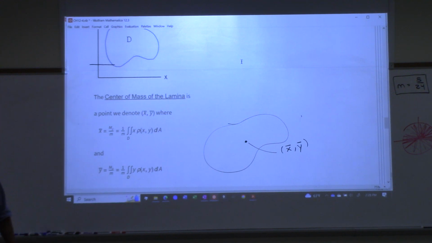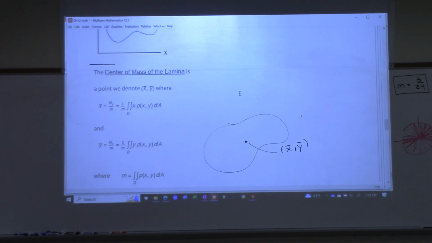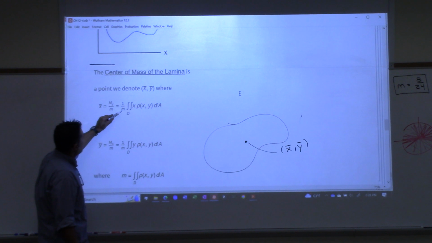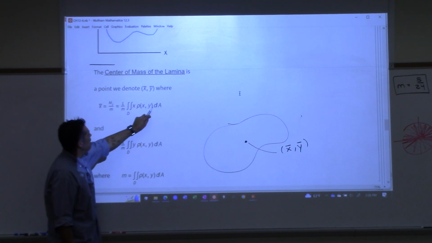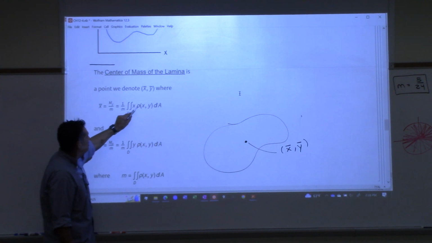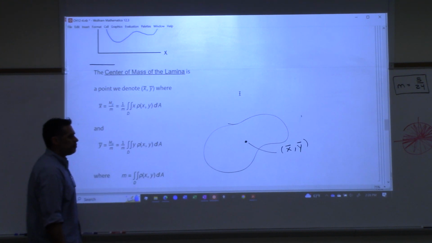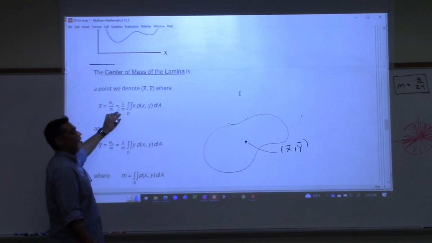Yes? Wouldn't that just be the integral of your x? If you divide your moment by the mass, isn't it just that integral of x that's inside then? This is a different integral now because we've introduced an x next to this density function, which means the integration is going to be different. It's not a constant. We can't pull it out.